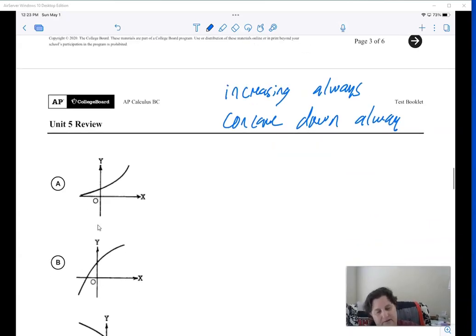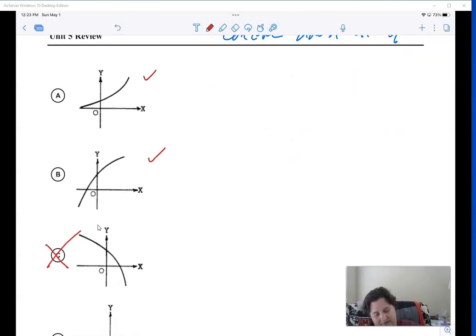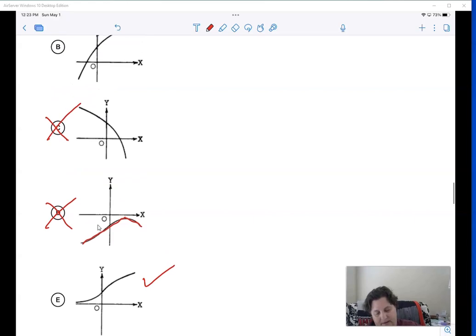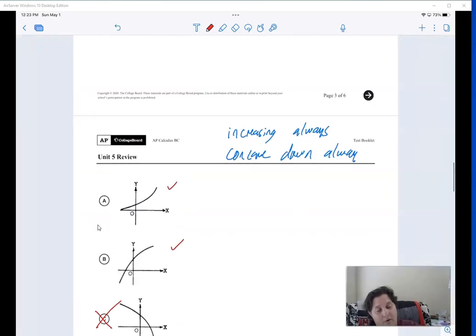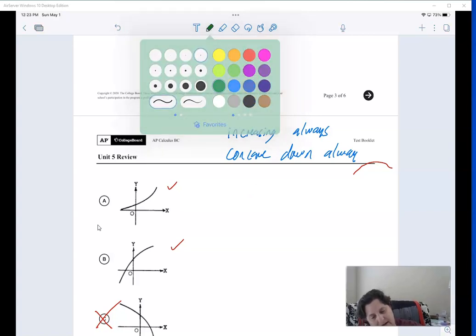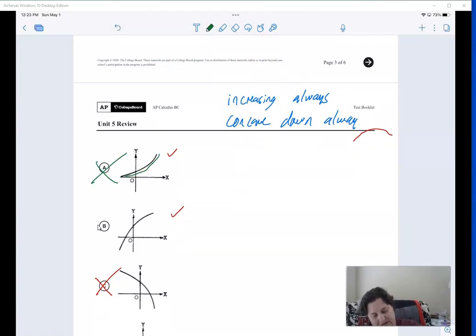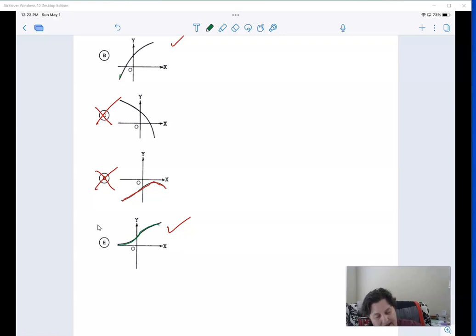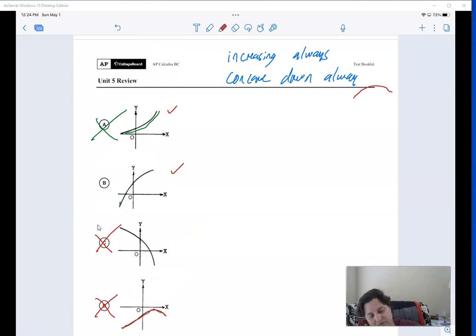All right. Let's start with increasing, okay? Is that increasing? Yes. Increasing? Yes. That's decreasing. That's increasing and then decreasing. Increasing. Yes. Okay? So I could have A, B, or E. Now, it's always concave down. Remember, concave down spills water. Concave up holds water. So let's test that. That's concave up. That is constantly concave down. So that's good. That's up and then down. But see this part right here? That's concave up. So we're definitely going to choose B for this one. Okay.